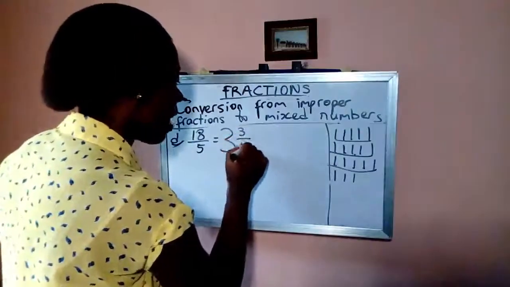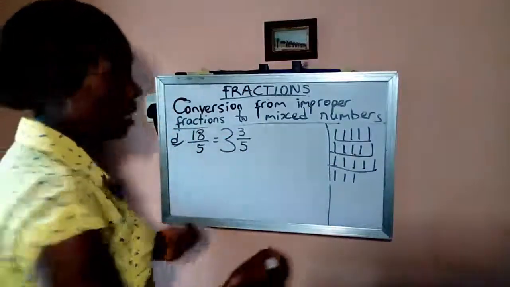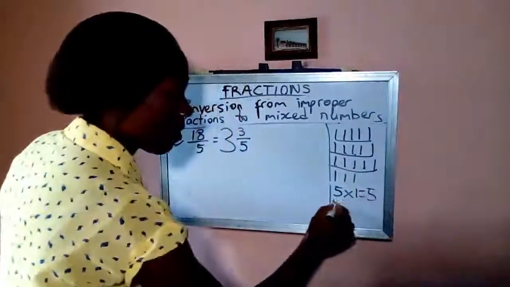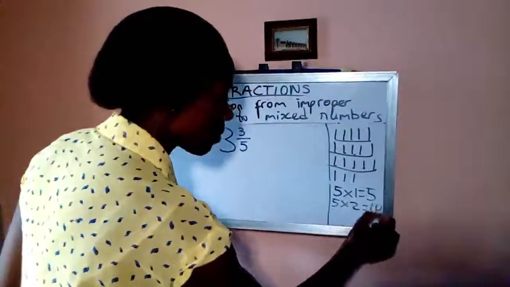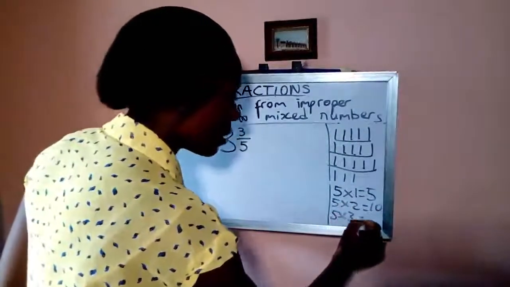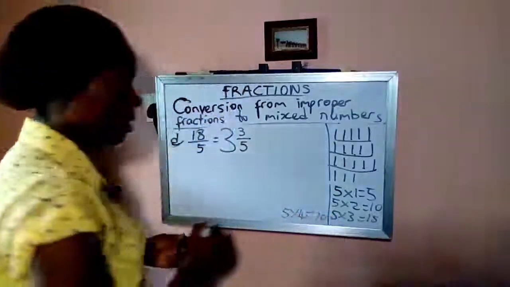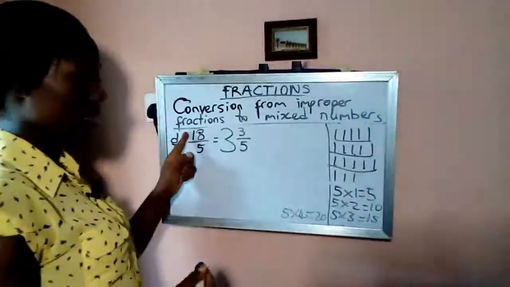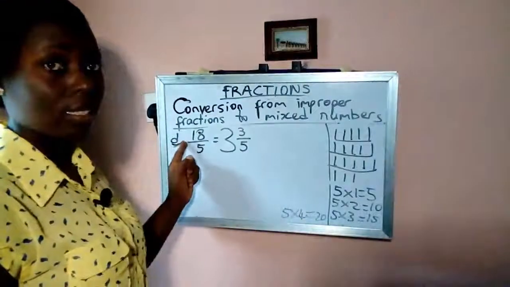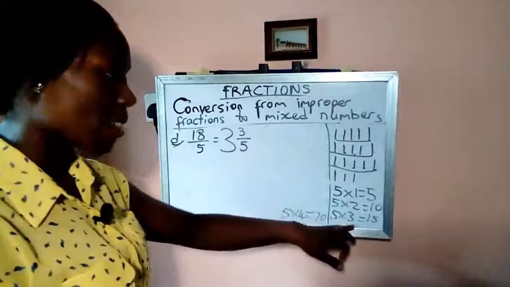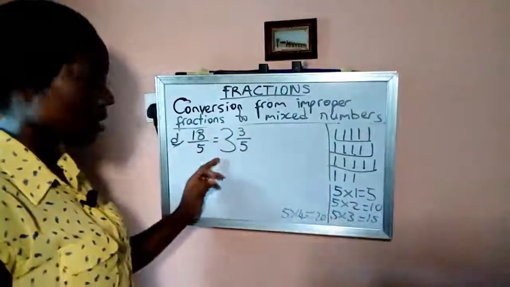3 over 5. Again, you can use your multiplication table. 5 times 1 is 5. 5 times 2 is 10. 5 times 3 is 15. 5 times 4 is 20. So 20 is bigger than 18, but 15 is less than it. So we'll work with our 15. How many 5s can I get from here? We have 3. That's our whole number.